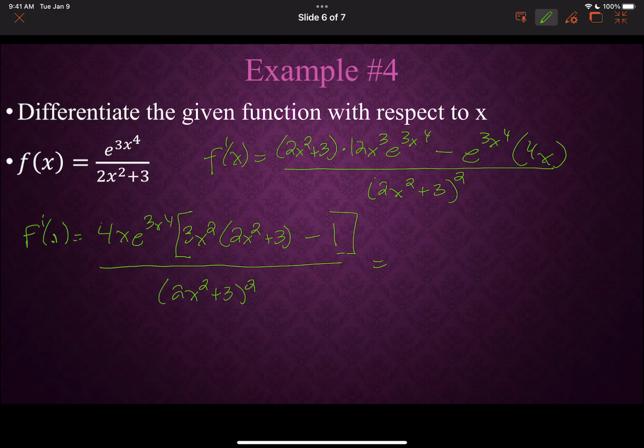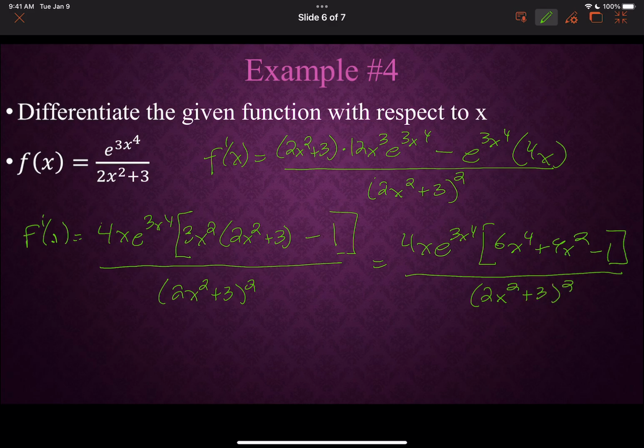Inside that parentheses, I should distribute. So we have 4x e to the 3x to the fourth on the outside, and 6x to the fourth plus 9x squared minus 1 on the inside. That quadratic can't go any further, so we're not going to worry about it. If we could, then obviously we would deal with that a little bit more.